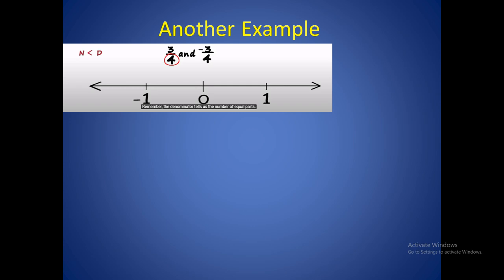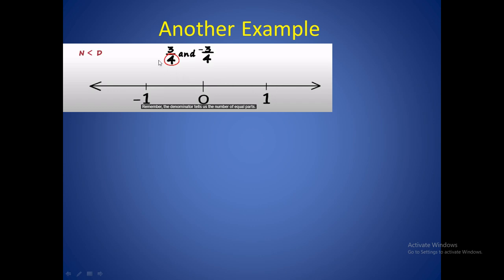Let's take the example of another rational number 3 by 4. Again, numerator is smaller than denominator. 3 is smaller than denominator. When you take negative of a rational number, then also you have to forget this negative sign. This negative sign is just telling the direction, that it is lying on the left hand side, but in between 0 and -1. Positive lies between 0 and 1 because it is proper. So the value of 3 by 4 will lie in between 0 and 1.